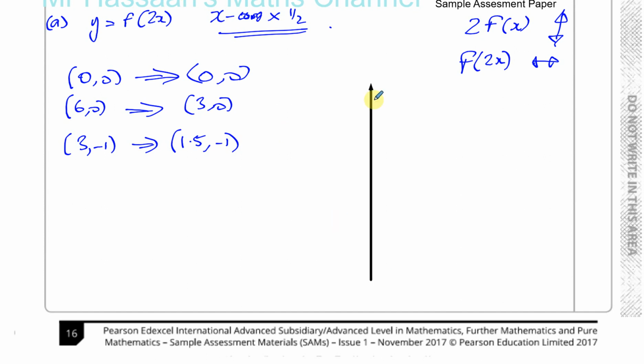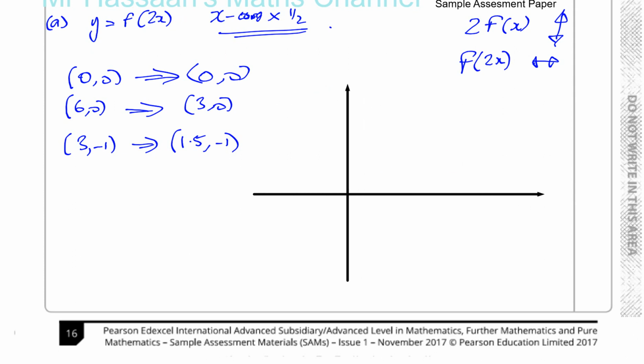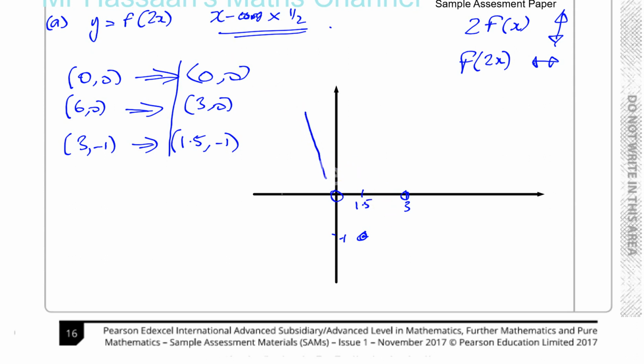So you have your y-axis and your x-axis. You don't have to go too far on that side. We have our origin, and this time the curve cuts through (3, 0), and it turns at (1.5, -1), which is right in the middle of those two points. So it's going to look something like this. It's basically going to get squashed. It's a stretch, but it's been squashed.